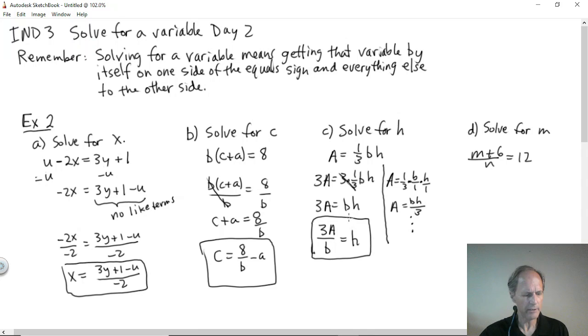Okay, so let's see. We got one more. Solve for M. Okay. So what do we get rid of first here? Are we ready to get rid of this M? Well, remember the bar is a grouping symbol, so you could think of parentheses around the M plus 6. The M is tied tighter to the 6. It's harder to get rid of. We'll get rid of the N first. That's the way to do this. So we multiply both sides by N.